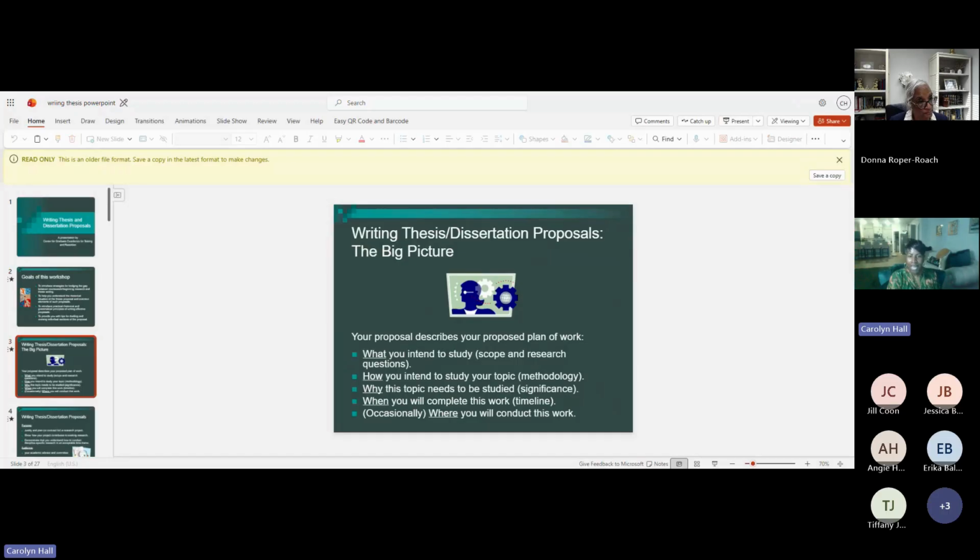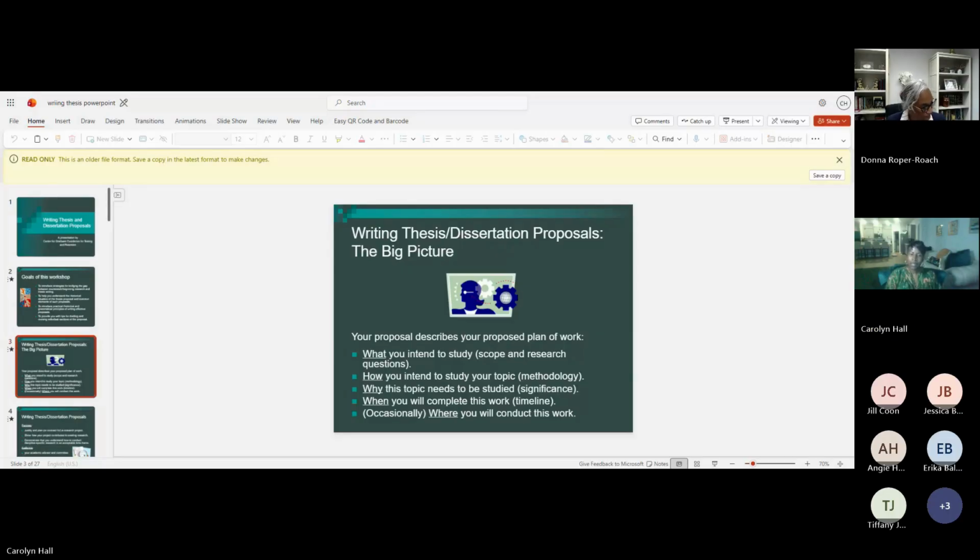So, number three, writing the thesis dissertation proposals, the big picture. When you're writing your thesis and your dissertation proposal, a lot of times we can get lost in the research. We kind of get lost in the muck and mire of what it means to write this large body. And for many of us, it's the first time that we've ever taken on a project this large in our educational development. So I want you to think about these four major questions when you're writing. You're going to think about the what, how, why, and when, right? The what, how, why, and when.